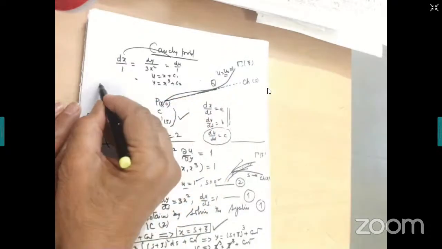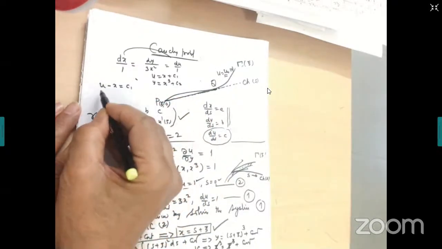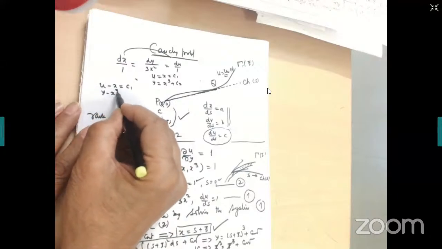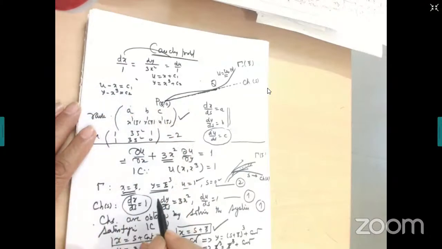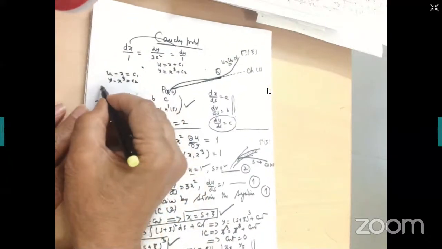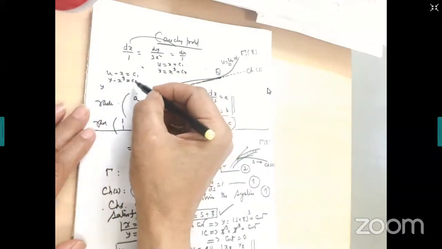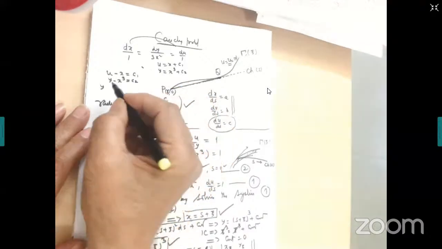So I can write the first one as u minus x is equal to c1, and the second one as y minus x cube is equal to c2. Then what is the next step? The general solution will be given by phi of c1, c2 equal to 0. Or you can say that c2 is a function of c1.